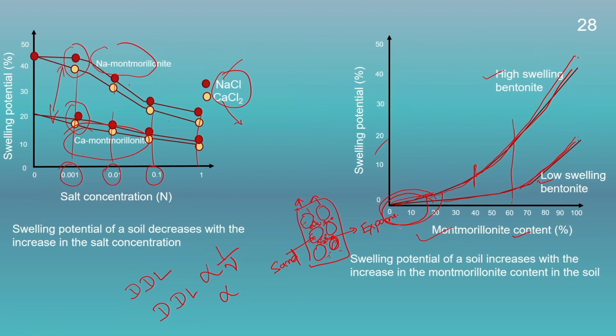Therefore, the swelling potential not only depends on the salt concentration, it also depends on how much of the expansive soil mineral is present in a soil. So, here we can say that the swelling potential of a soil increases with an increase in the montmorillonite content in the soil, and after it completely fills this void space or the inter-aggregate pore space, then the volume increase takes place quite rapidly.